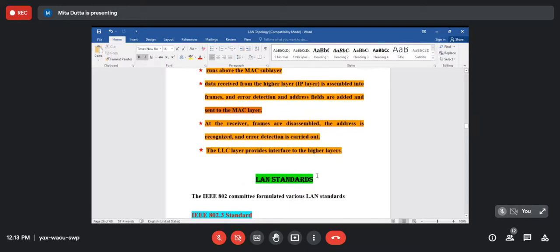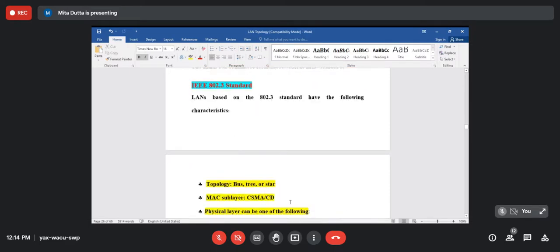Now we come to the LAN standards. The LAN has been specified by the IEEE 802 committee, and according to this committee there are various standards for LAN. These standards tell us the data rate, the topology, and the medium access control protocol for each standard. They also decide the transmission medium and the signaling code, or what type of digital encoding scheme we are going to use to send the digital data. According to IEEE 802, we have different LAN standards. The first one is IEEE 802.3.